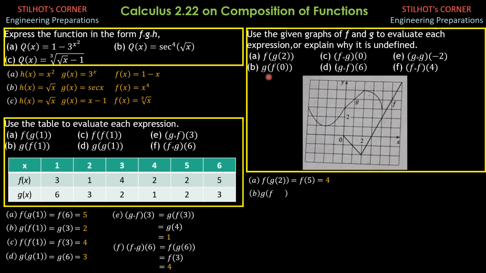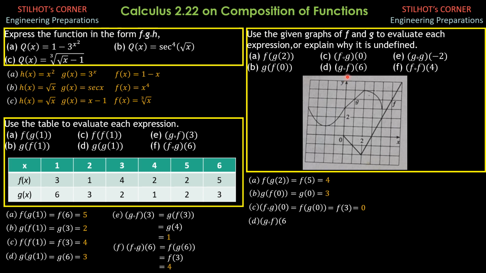Part B, g of f of 0. F of 0 is 0, so that's g of 0. And g of 0 is 3. This is the graph of g. So it is 3. C, f of g of 0. And g of 0 is 3. So that is f of 3. And f of 3 is 0. It is intersecting the x-axis. So f of 3 is 0.